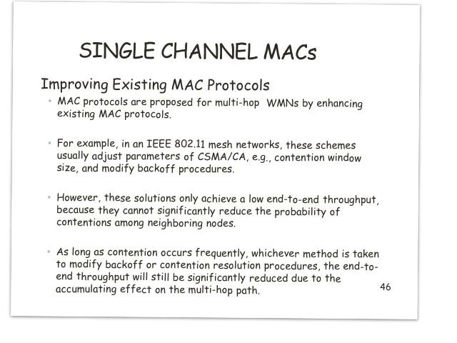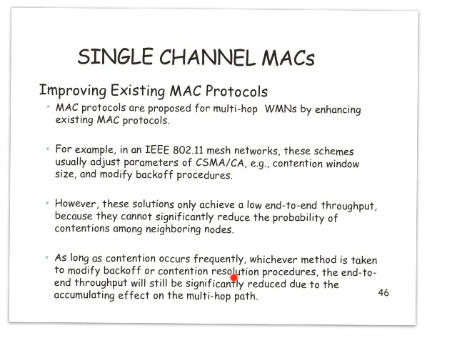So solutions like RTS and CTS achieve low end-to-end throughput because they reduce the amount of collision, but again, they do not eliminate it. Especially in the case of a distributed wireless mesh network, as we have seen, there are very complicated scenarios in which collision will still happen with high probability. So the bottom line is that as long as collision or contention occurs frequently, whichever way you use, the performance increments will be small.